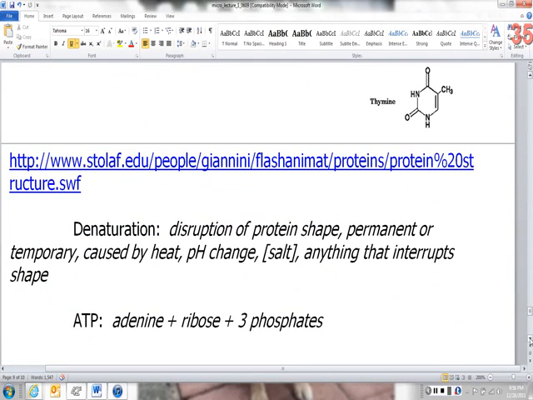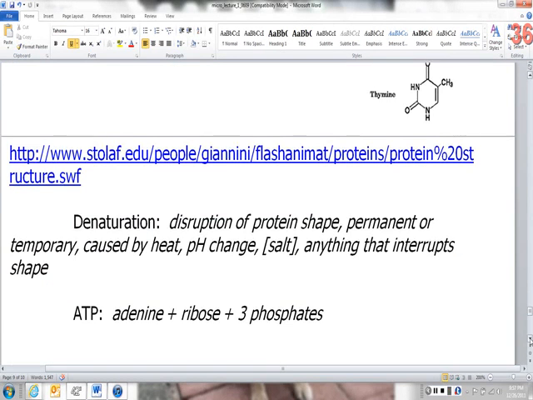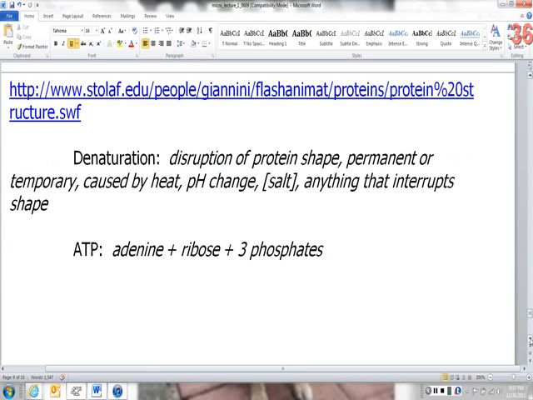The same high-energy compound, ATP, you learned about in the body is found in microbial cells as well. It is composed of adenine, ribose, and 3 phosphates. It is used as the energy currency by the cell. This is the end of the chemistry review.